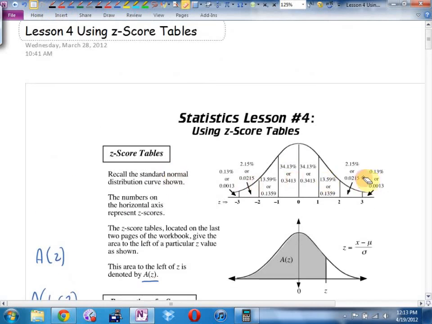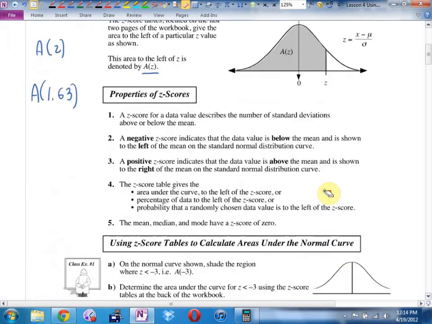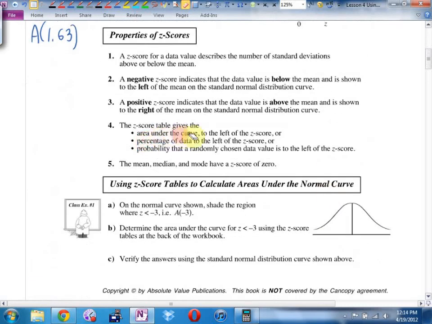Now because the total area is 1, what's 100% as a decimal? What's 50% as a decimal? 0.5. What's 100% as a decimal? 1. Because the area is 1, any decimal I get, I can also convert to a percentage, which is nice if I want to convert it to your provincial exam scores as a percentage. So the area gives the area under the curve to the left, or the percentage of data to the left if you times it by 100, or the probability that a randomly chosen data value is to the left, because all probabilities are out of 100%.